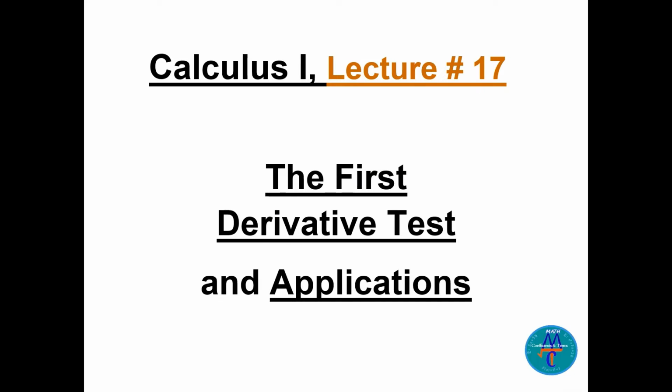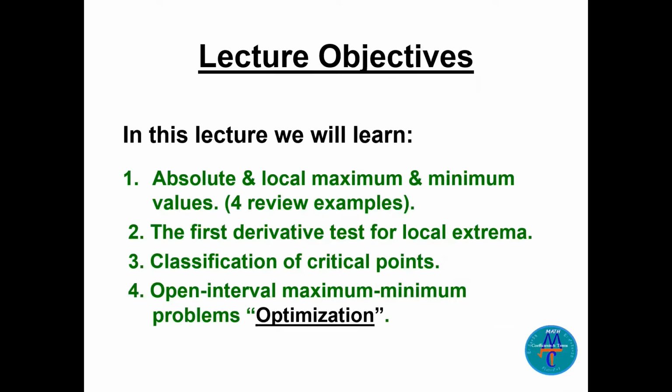This is lecture number 17 of the Calculus 1 lectures, the first derivative test, and we will see some applications. In the objectives of this lecture, we will look at absolute and local maximum and minimum values. There are 4 examples there, simple examples, and then we will look at other questions where we study the first derivative test. And then we will look at optimization, where we maximize or minimize some quantities.